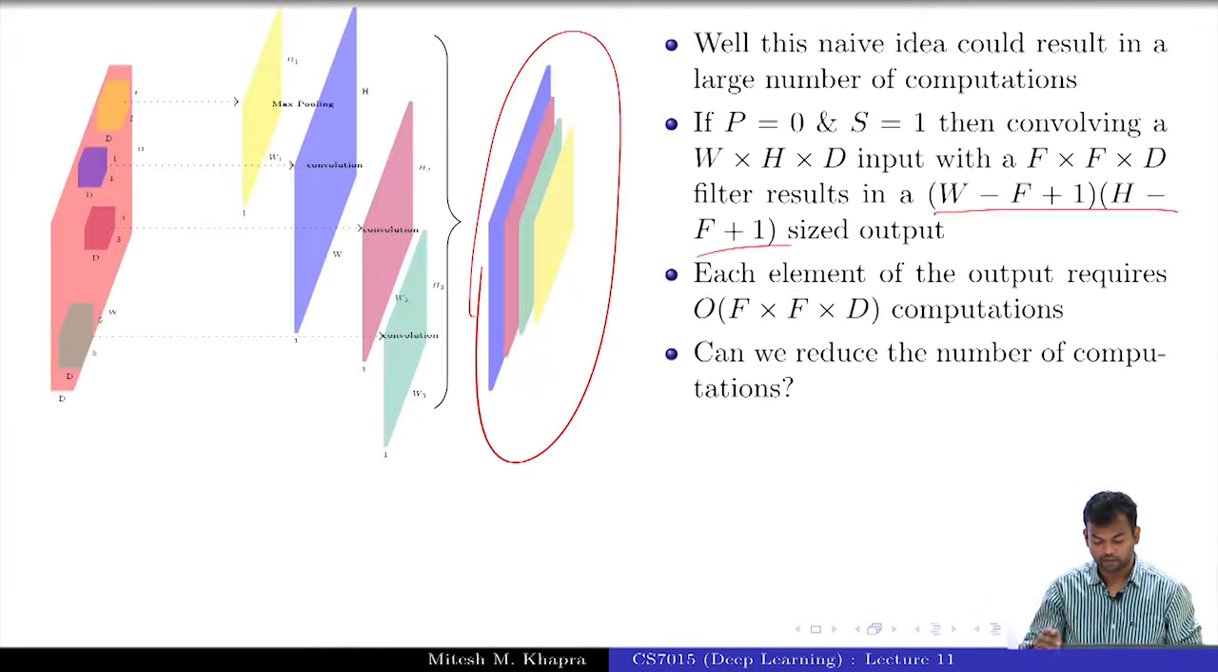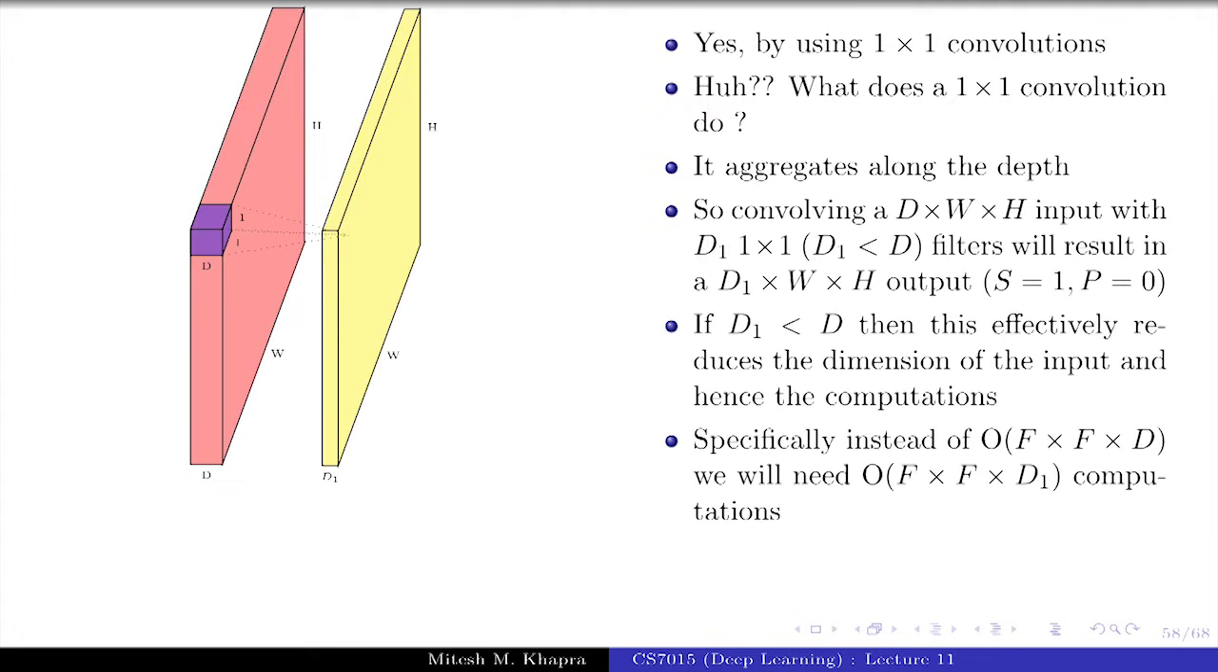Because remember that this was F cross D, and now I have reduced D to D1. So it's going to reduce the number of computations. That's what the idea is: you reduce it from F cross D to F cross D1, right? So this paper introduced the idea of this 1 cross 1. Actually, it didn't introduce it, it used it, but it made it popular probably.